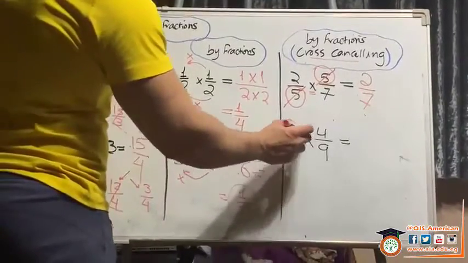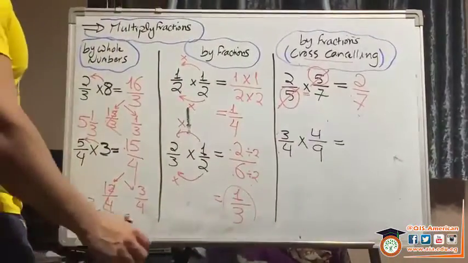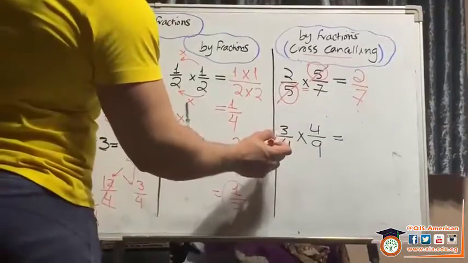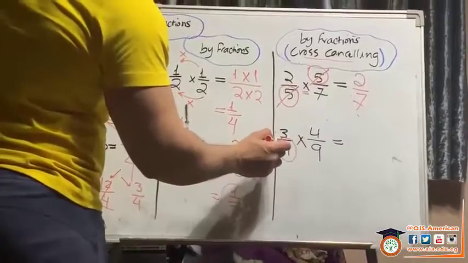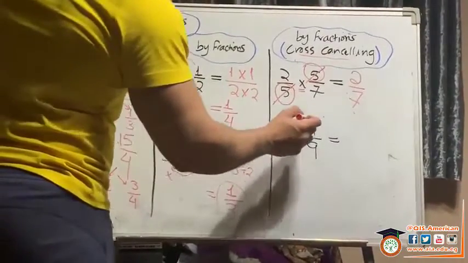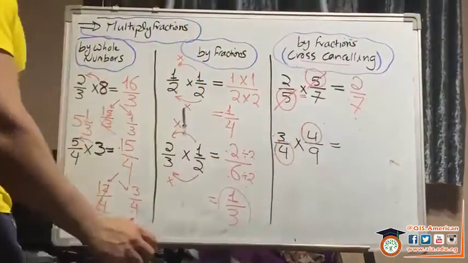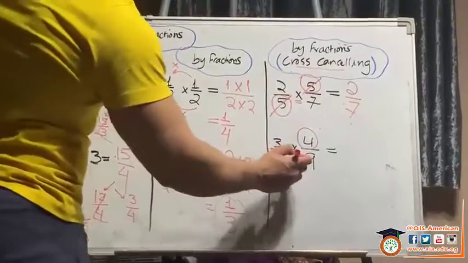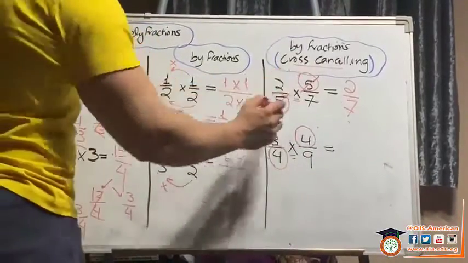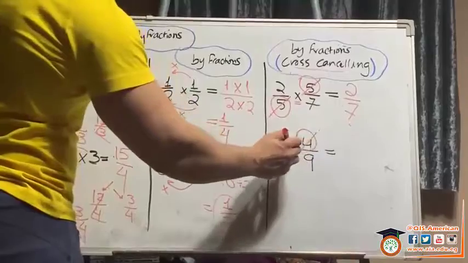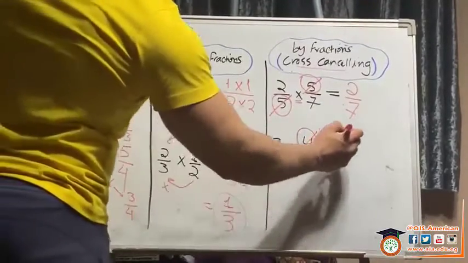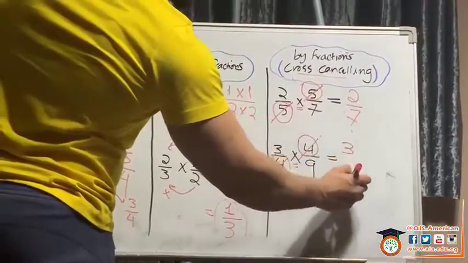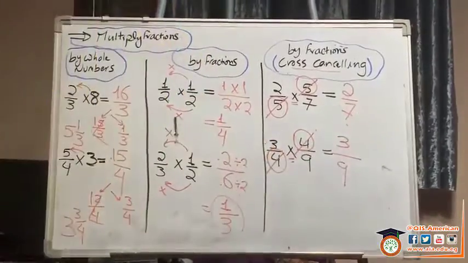I have 3 over 4 multiplied by 4 over 9. Okay? Let's look at our numerators and denominators. Here I have a 4, okay, below, and here I have a 4 above. Okay? And we are multiplying. That means I can use cross-canceling. I can cancel this one with this one. Okay? And those that survive are the 3 above and the 9 below, with the line in between.